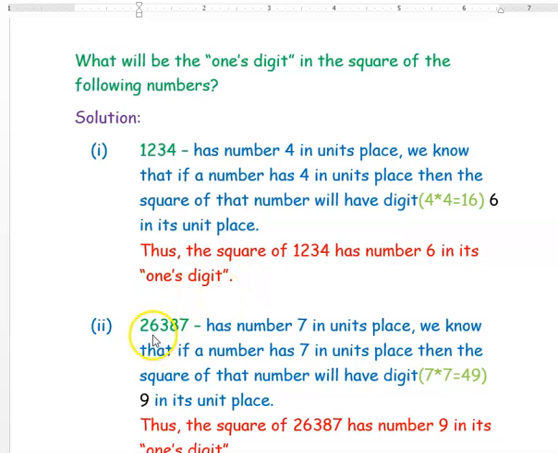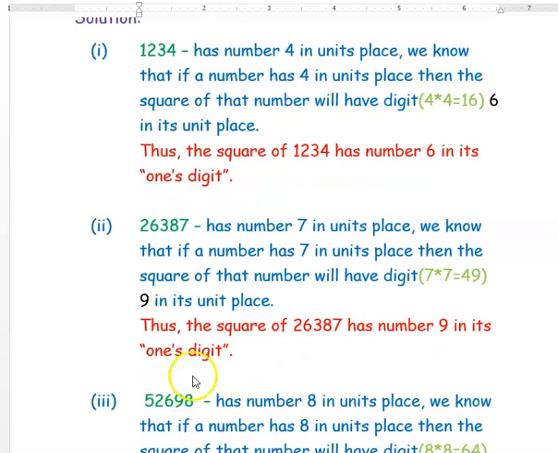The next number given is 26,387. The number 7 is in units place. We know that if a number has 7 in its units place, then the square of that number will have 7 into 7, that is 49, 9 in its units place. So 26,387 squared has the number 9 in its ones digit.